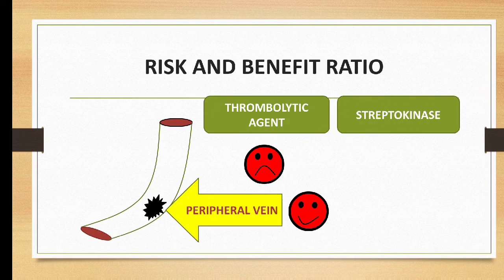There won't be any problem of myocardial infarction when a thrombus is there in the peripheral vein. And for treating the thrombus of the peripheral vein, if you are taking a risk of cerebral hemorrhage, it is a very bad decision. So in pharmacology we will also deal with the risk and benefit ratio. I hope you understood this introduction to the pharmacology subject. Thank you.